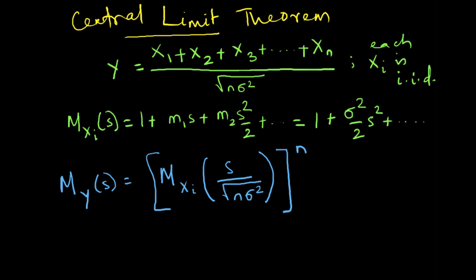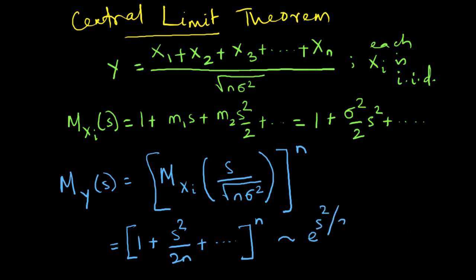So now let us substitute this s by root n sigma square over here. So what will happen? This is 1, this will remain as it is. When you take s square, so you will have s square divided by n times sigma square. Now this sigma square and this sigma square will cancel out. So what will remain is equal to 1 plus s square divided by 2n plus ... to the power of n. And when your n is very large, in the limit of n going to infinity, this quantity becomes e power s square by 2.